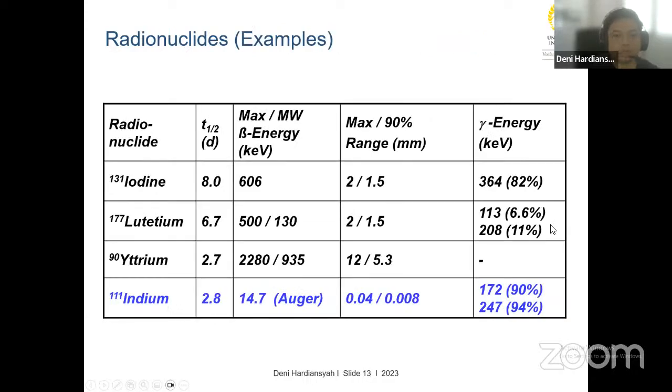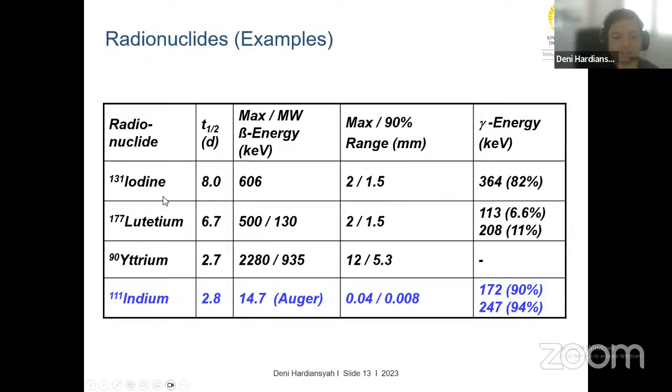And then these are the radionuclides that usually we use in nuclear medicine. For example, here we can use iodine-131, and usually we use it for thyroid cancer. The half-life is around 8 days, and the maximum beta energy is around 606. And then this is the maximum or the 90% range of movement of the particle. And this one is the gamma energy.